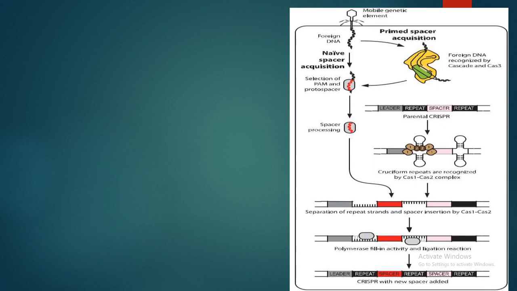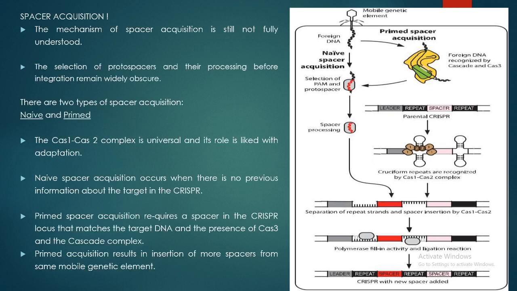CRISPR-Cas is a highly specific sequence, all because of RNA, as this endonuclease protein or Cas protein is guided by an RNA molecule at a target sequence. However, a very key step which is responsible for this specificity of CRISPR-Cas, very little knowledge has been available so far.